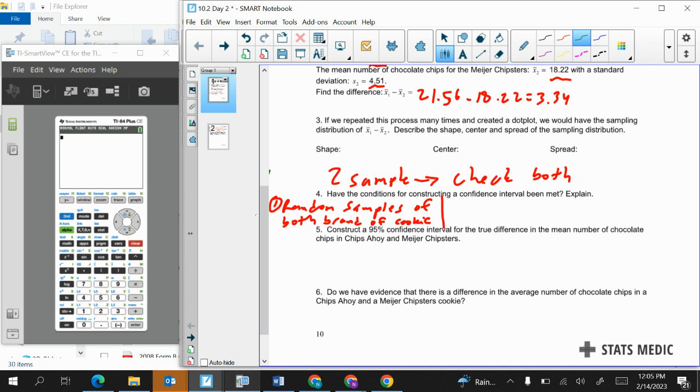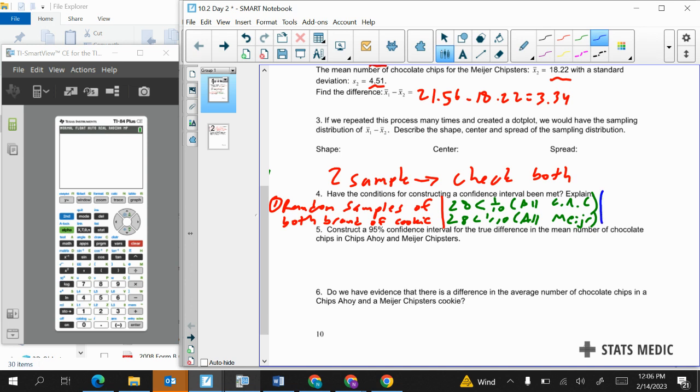On the 10% condition, so we sample 28 from both. So 28 is less than 1/10 of Chips Ahoy cookies. And 28 is less than 1/10 of all Meyer cookies. So the 10% condition is good.